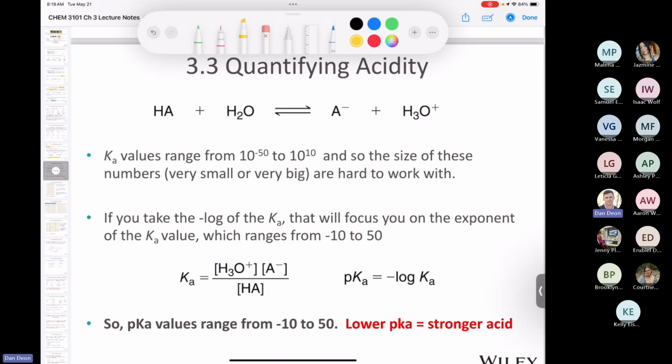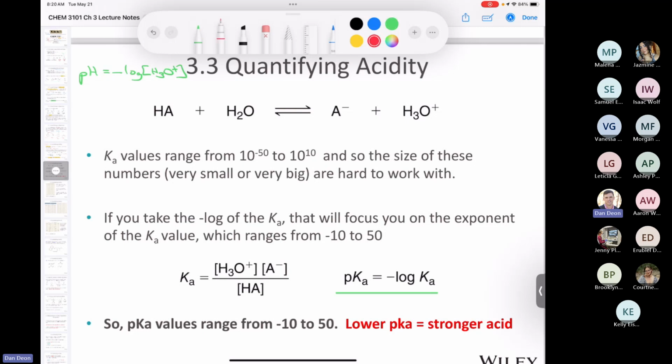And so now our pKa, which is the negative log of Ka, works like pH, if you remember. pH is equal to the negative log of the concentration of hydronium, right? That's something you would have learned in general chemistry. pKa is just the negative log of Ka. So now we get pKa values that range from negative 10 to 50.